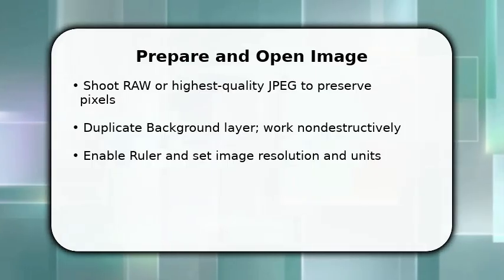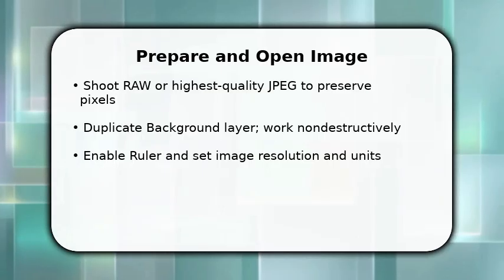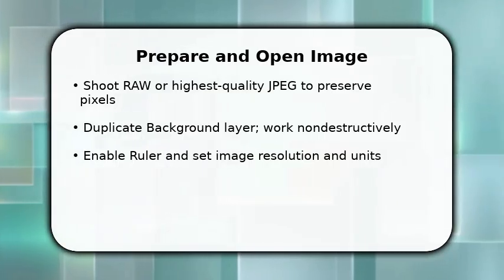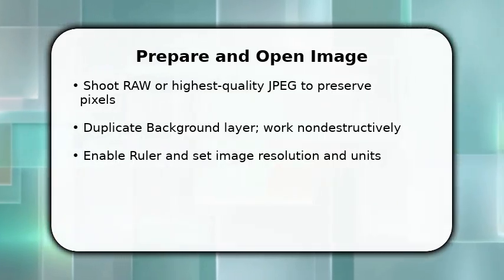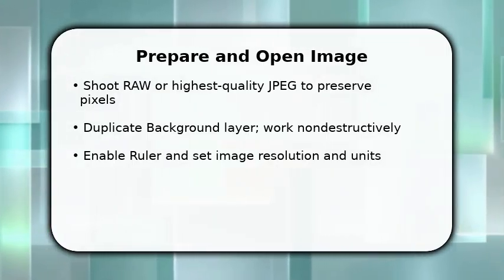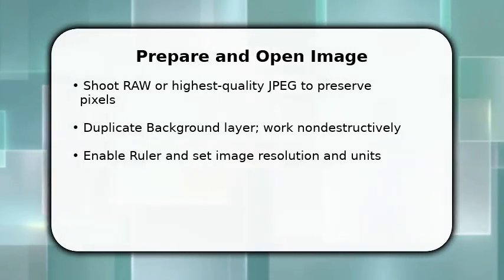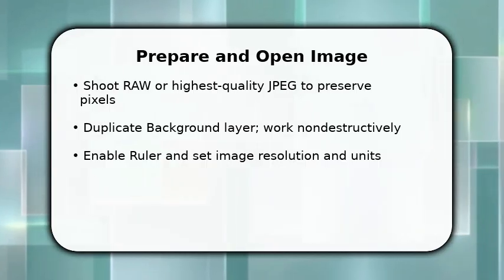You start by opening the highest quality file and duplicating the background so you never alter originals. Once done, enable rulers and set units to pixels or inches to measure distortion precisely. You should also check image resolution and lens exif in camera raw to confirm focal length. This helps later with automatic corrections.